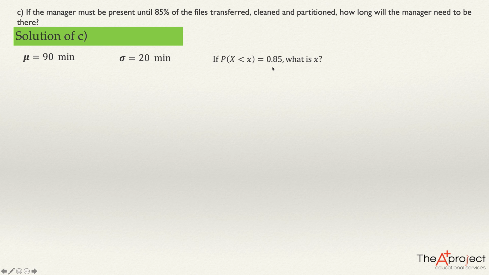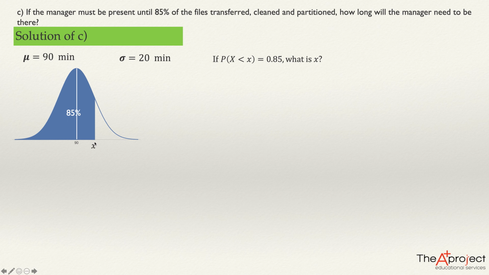So I have something like this. I have a normal distribution, and this normal distribution has a 90 in the middle because the mean is 90. And I want to know what will be the value x that has 85% at the left. So that has this area at the left. So I want to find what is this x that has this 85% here.